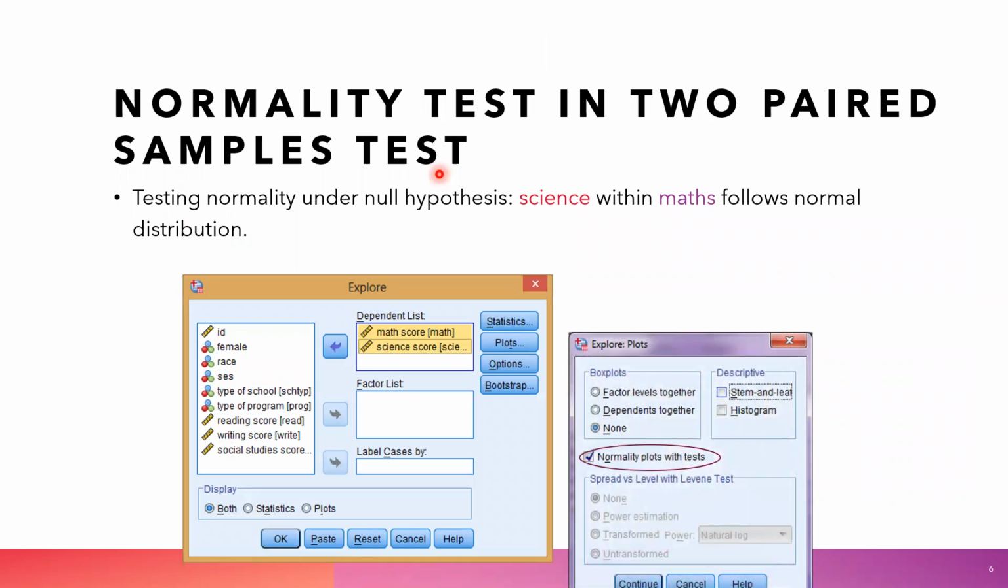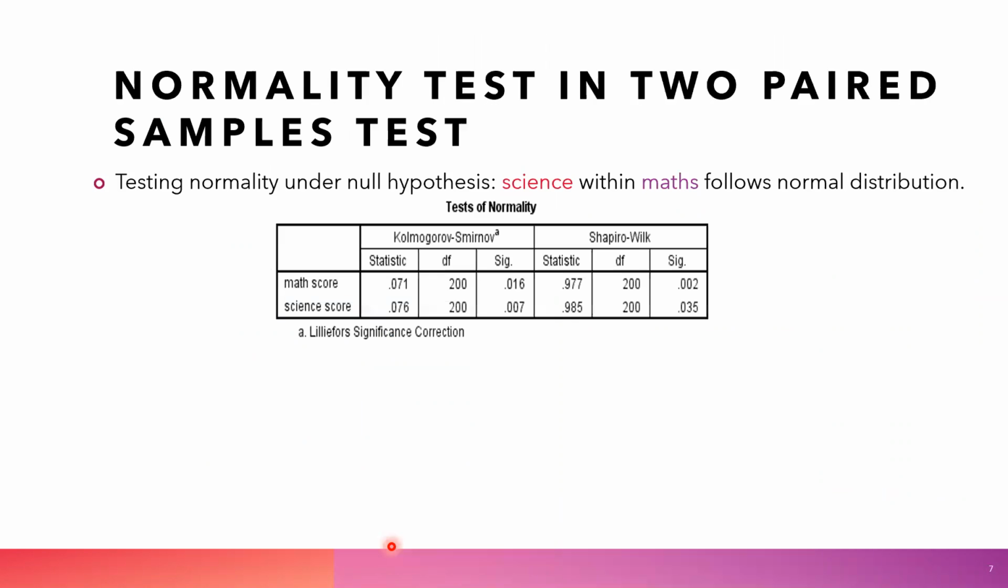To check the normality, we will follow these steps: we will go to Analyze, then Descriptive Statistics, and then Explore. In Explore, we will put both variables in the dependent list, and we will check in the Plots the normality plots with tests. We will press Continue, and we will press OK.